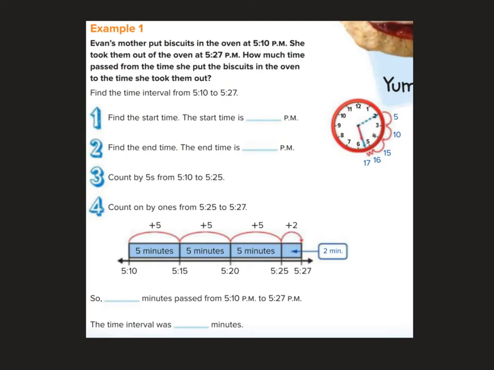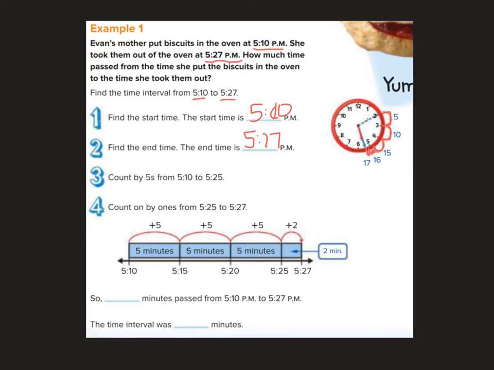First example. Evan's mother put biscuits in the oven at 5:10 p.m. She took them out of the oven at 5:27 p.m. How much time passed from the time she put the biscuits in the oven to the time she took them out? 5:10 to 5:27. So first we need to find the start time, which is 5:10, and find the end time, 5:27. If I count by fives from 5:10, 5:10, 15, 16, 17.